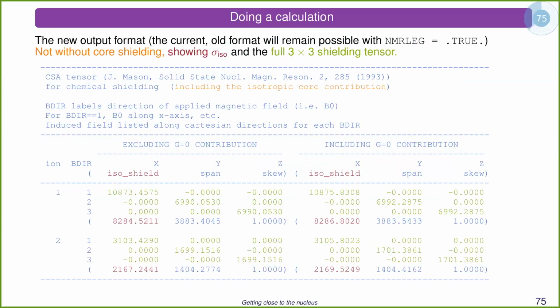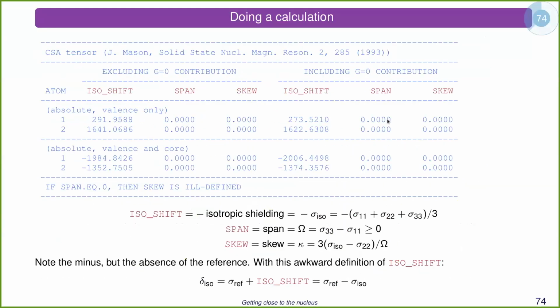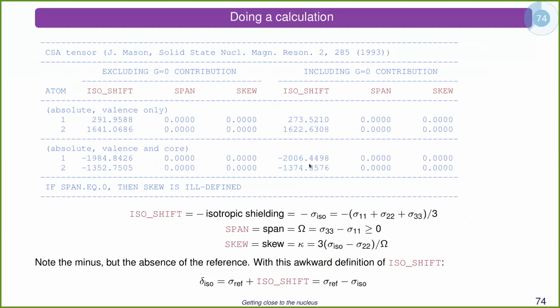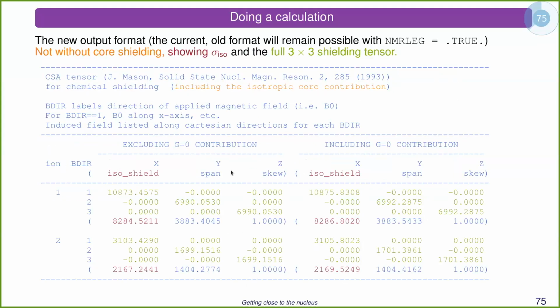Okay. Now the new output. In the new output, which you need not have, but which will come in a new release, we will not make a separate report of the contribution without core shielding. We always include the core. So this first block over here is just gone. But the second block, it's still there. But the second block is now reported after the total shielding tensor has been reported.